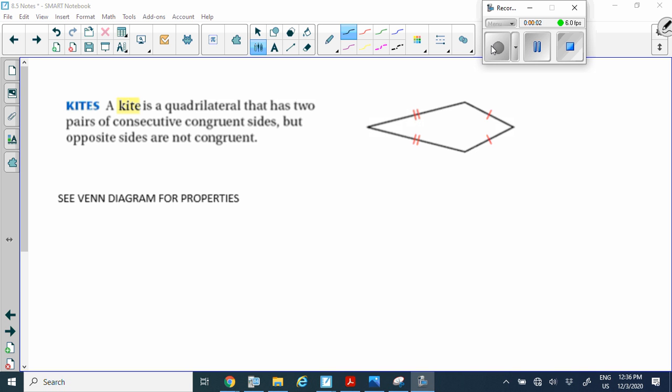Hey guys, so here's part 3 of the 8.5 notes. We're now going to be talking about the properties of a kite.